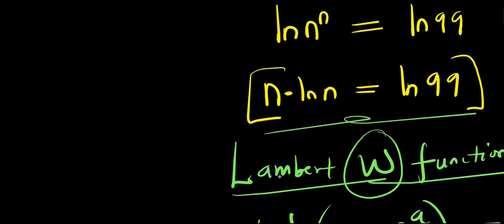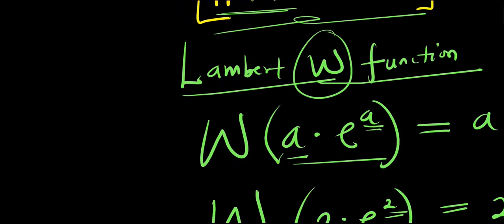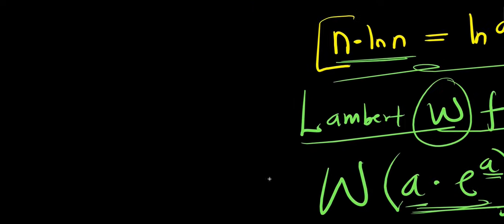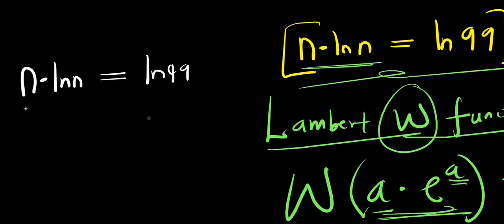And here is what we are going to convert. We have n times ln n. We need to convert it to this particular pattern so that we can apply the function. So this is what we are going to convert: n times ln n equals ln 99. To convert this to this particular pattern, we can make use of some simple identities.